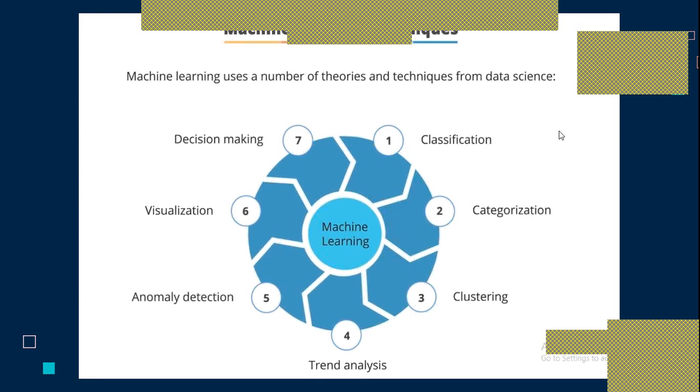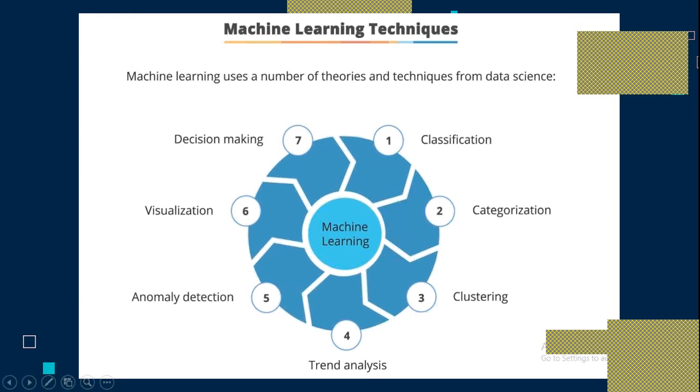Good morning, class. In the last lecture, we have seen the machine learning techniques. Basically, there are the 7 techniques: classification, categorization, clustering, trend analysis, anomaly detection, visualization, and decision making. So these machine learning algorithms are mostly used, and we can categorize these machine learning algorithms in 7 categories. So today we will see one by one the introductory part of these 7 techniques.